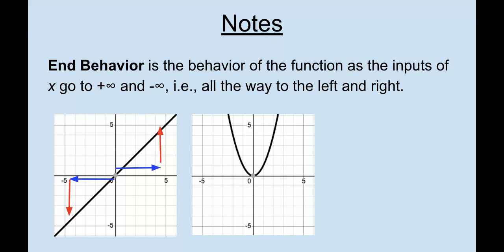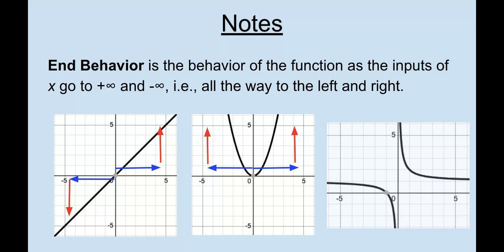So let's try another one here. Let's say I have something like this. Now I have a square. So as I go to the left, the y's go up, and as I go to the right, the y's go up. So it doesn't matter which direction I go. As x goes to plus or minus infinity, the y's will end in the positive infinity direction. Let's try one more. If I do something like this, you can see as I go to the left, my y's actually level out. They don't go to infinity. It looks like they level out to about y equals 1. And as I go to the right, my y's look like they level out to about the same, y equals 1.